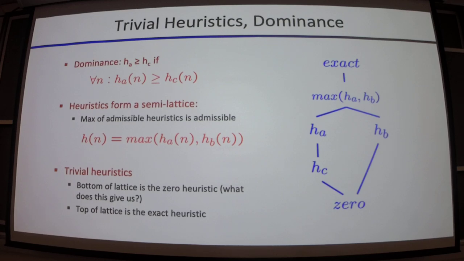Okay. There's also the trivial heuristic, right? Zero. What algorithm would you get if you did A star with a zero heuristic? That's right. That's just uniform cost search.